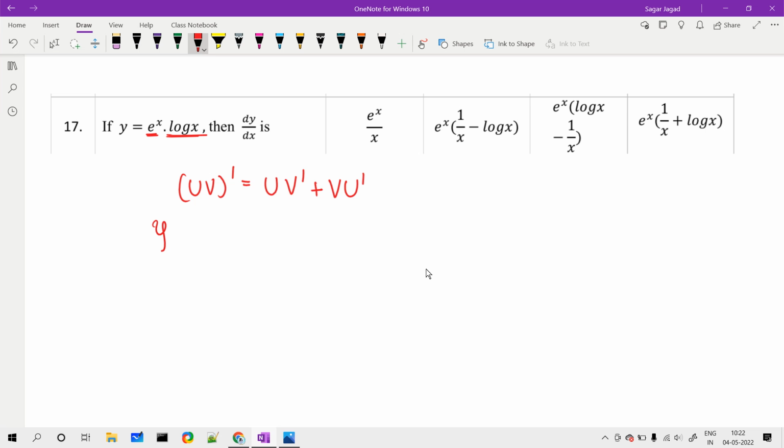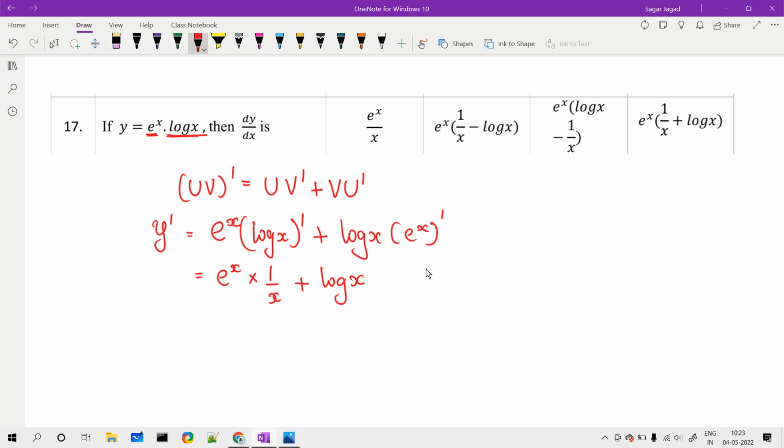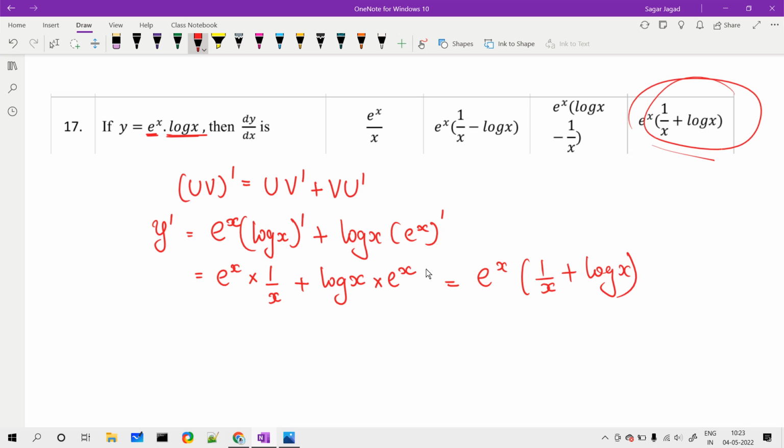So my y dash is the first function as it is times the derivative of log x, plus log x as it is times the derivative of e raised to x. What is the derivative of log x? It is 1 by x. What is the derivative of e raised to x? It is as it is. So the final answer is e raised to x times 1 by x plus log x. So option D is correct.